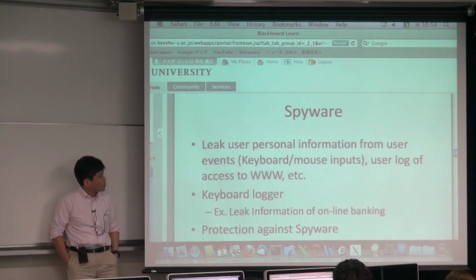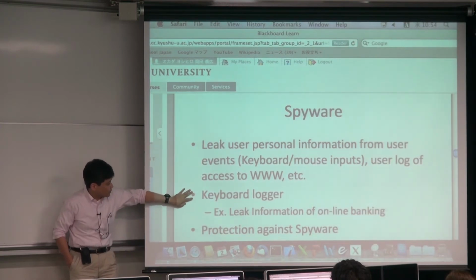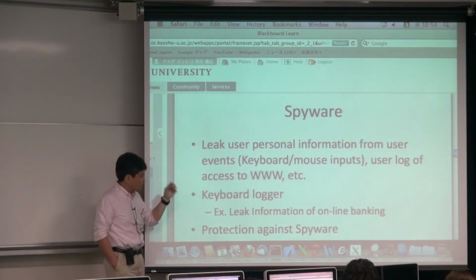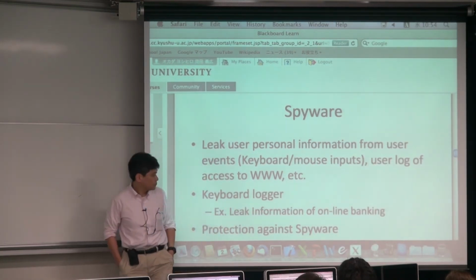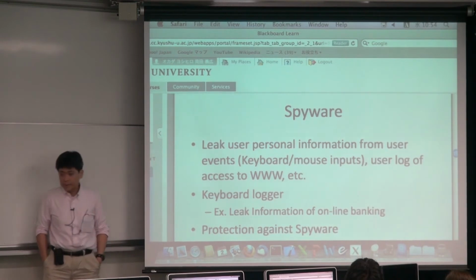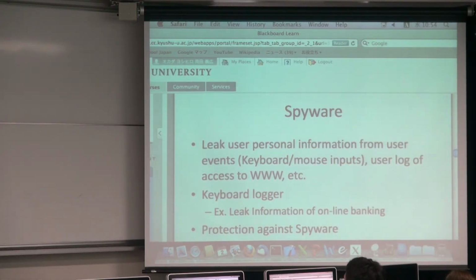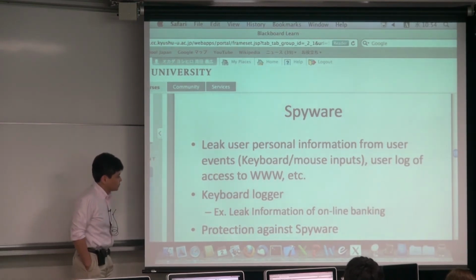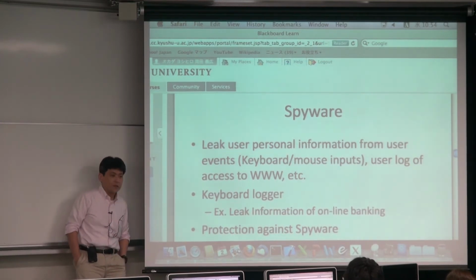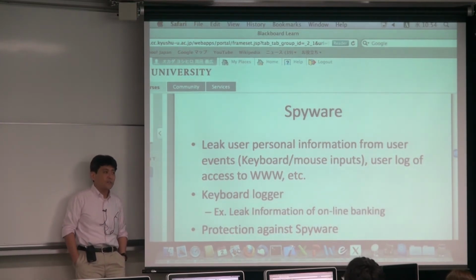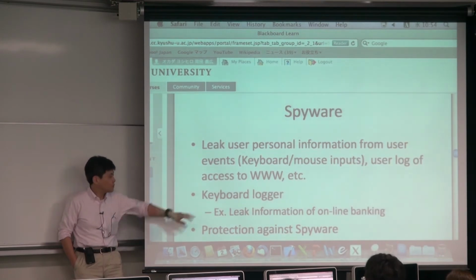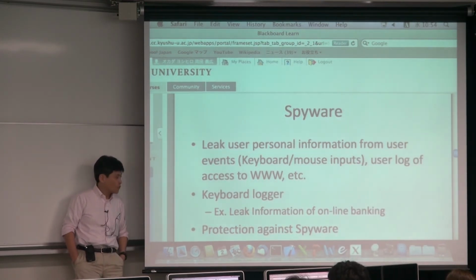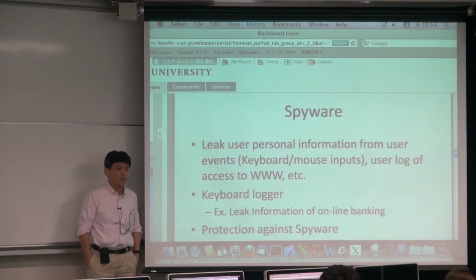So one of the spyware types is the keyboard logger. Using this software, you can find information such as online banking details. To access online banking, the user has to enter an ID or some other information. So by analyzing the key input using this keyboard logger software, you can find such information.